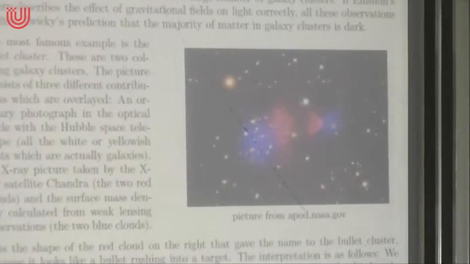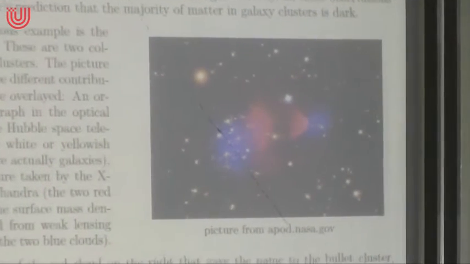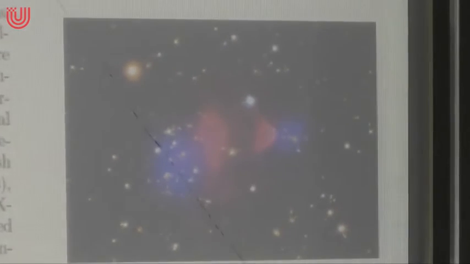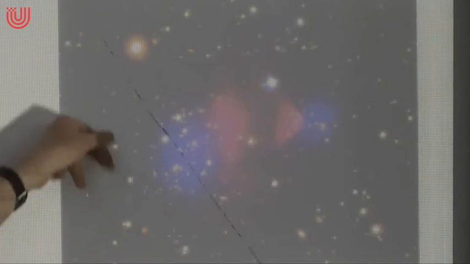And what we see here is it's actually not one cluster, it's two clusters. And what we see here are three pictures overlaid to each other. So one is an ordinary photograph with an optical telescope, it was the Hubble Space Telescope which took this picture, which shows you all these yellowish or whitish spots here, which are galaxies. Each of these spots is a galaxy, not a star, it's a galaxy.